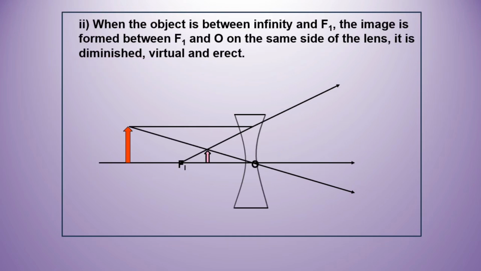And when the object is between infinity and F1, that is at finite distance, the image is formed between F1 and the optical center O on the same side of the lens. So this image is diminished in size, virtual and erect, that is, upright in this ray diagram.